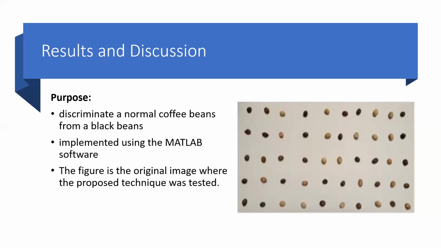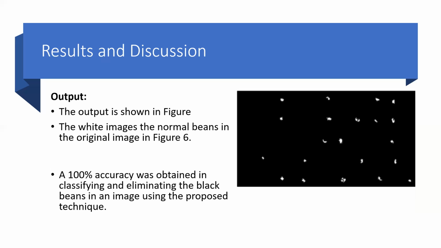This figure is the original image where the proposed technique was tested. The range of values of red, green, and blue were integrated in the MATLAB code. The RGB values not within that range were eliminated by the program. The images left were enhanced by filling the holes. After the holes were filled, the area of all objects left was determined, and those areas below the predetermined area value derived from the training process were eliminated. The white marks left are the position of the normal coffee beans.